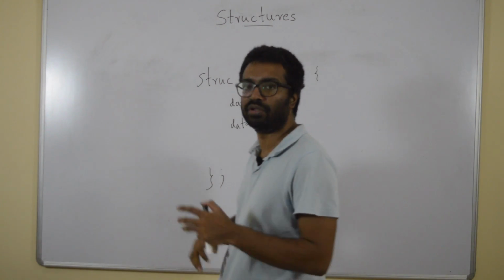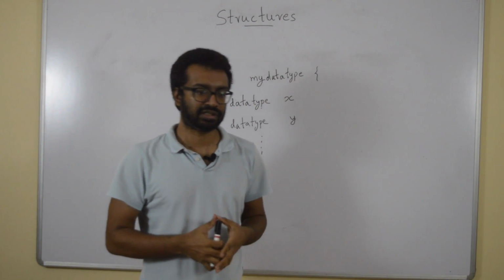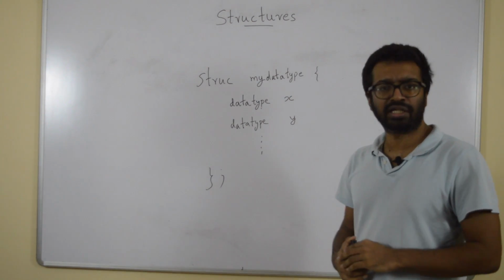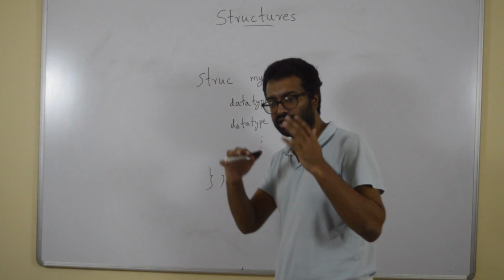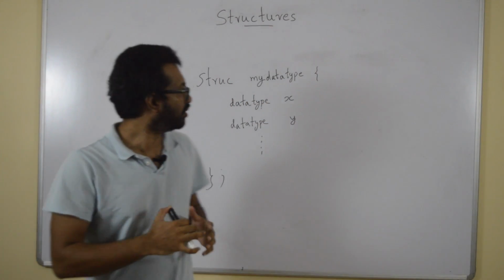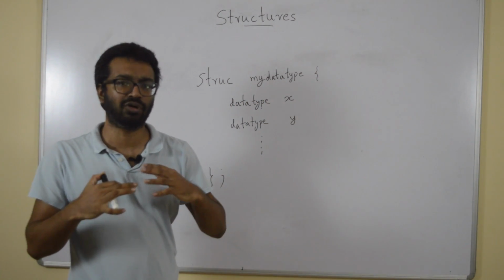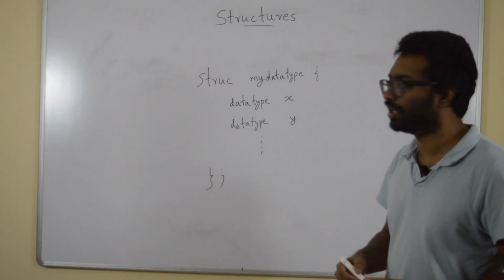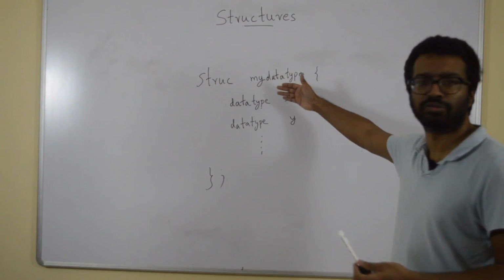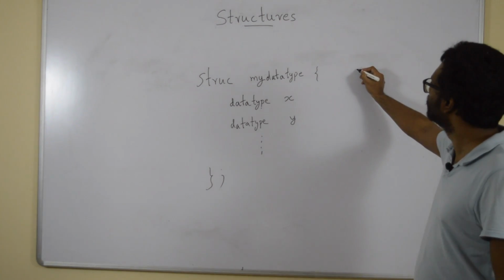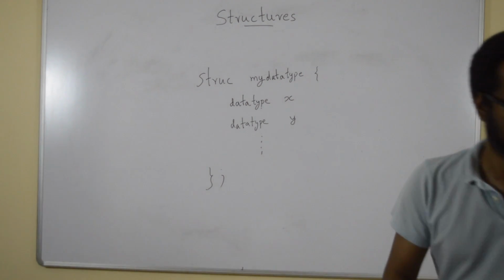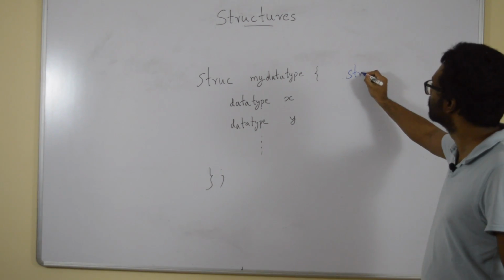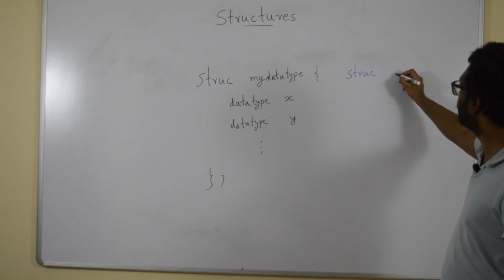So let's look at a few different examples. We saw how to declare the point data structure and use it. So let's try another example. Let's see, I want to define a data structure called address. How will I do that? So it should look like this. I'm going to write struct address.